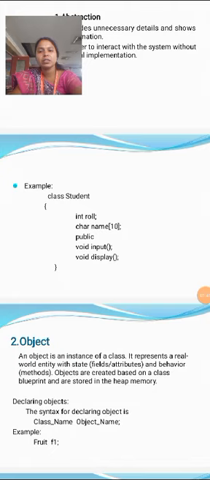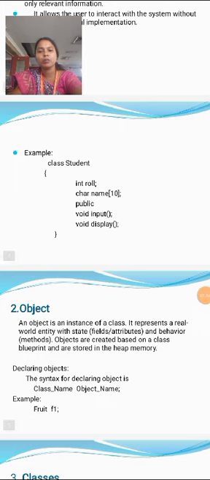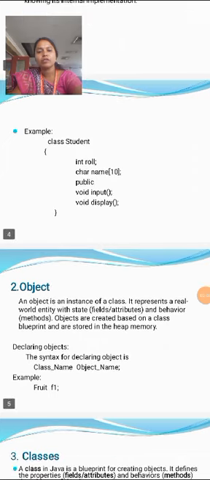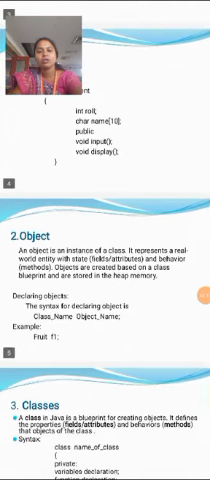Second one, object. An object is an instance of a class. It represents a real world entity with state, that is fields or attributes, and behavior, methods. Objects are created based on the blueprint, and they are stored in the heap memory. The declaration of objects is class name, object name. Example, Fruit F1: F1 is an object, Fruit is a class name.